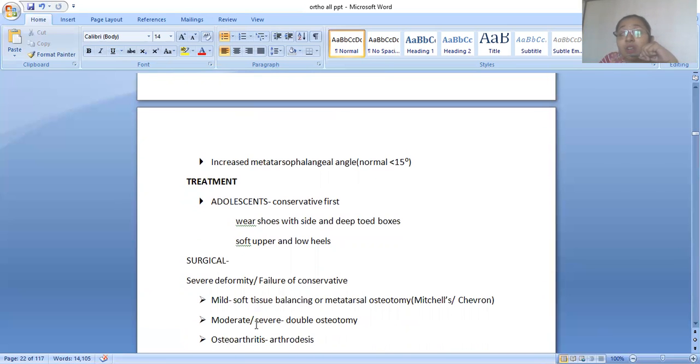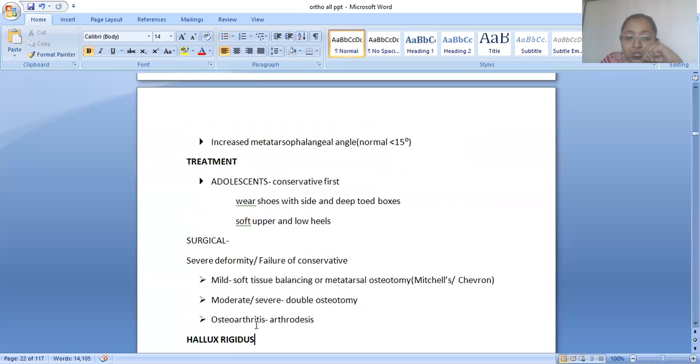What if the deformity is severe, or it has been long standing, osteoarthritis has occurred, or there is a much higher chance of osteoarthritis occurring, or conservative management has failed, and pain is too much, or a functional defect is there? Then we will go for the surgical management. What can be the surgical management?